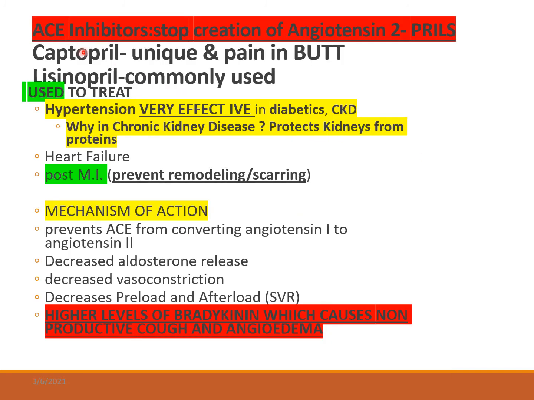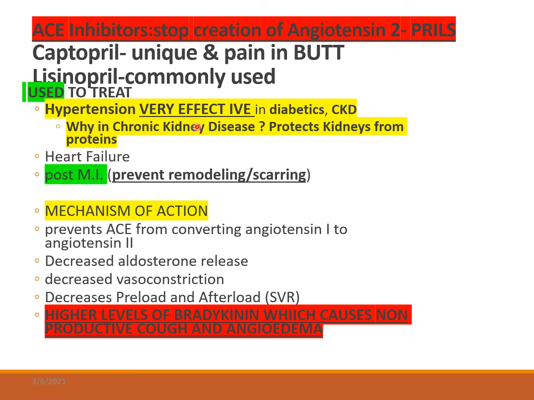The first class which we are discussing in RAS drugs is ACE inhibitors. What do they do? They stop the creation of angiotensin 2. All right. Then in this class we have captopril and lisinopril. Captopril is unique and it is a pain in the butt. Lisinopril is commonly used. What are the uses? It is used for hypertension.